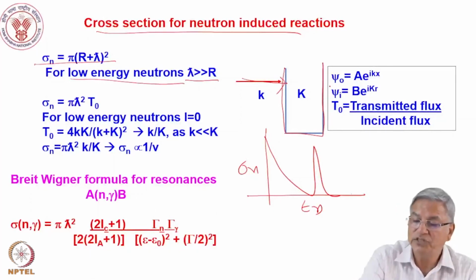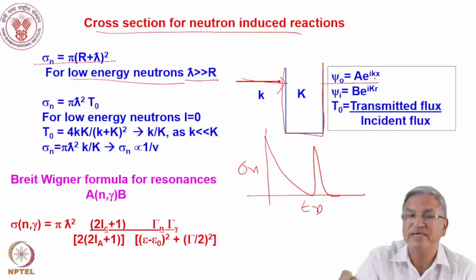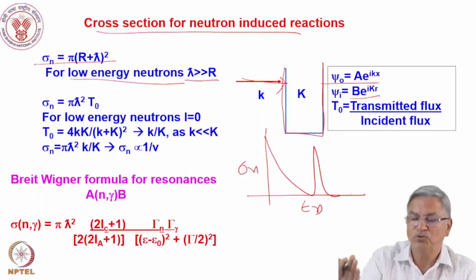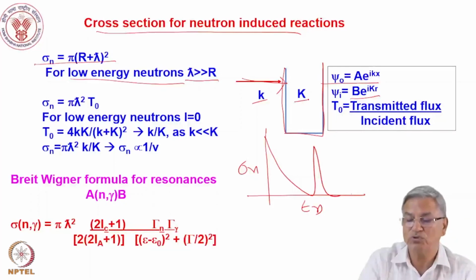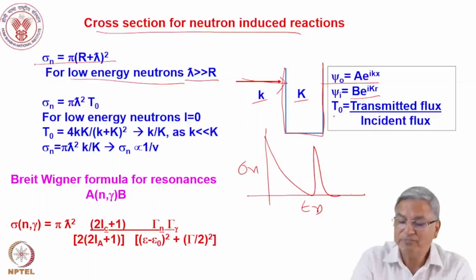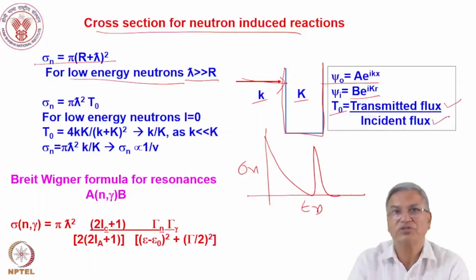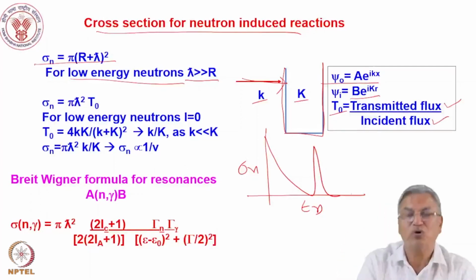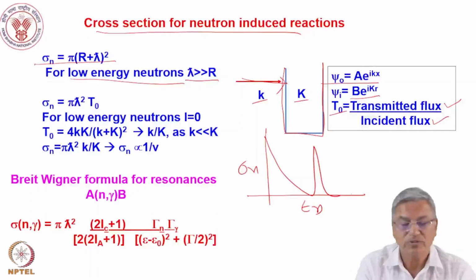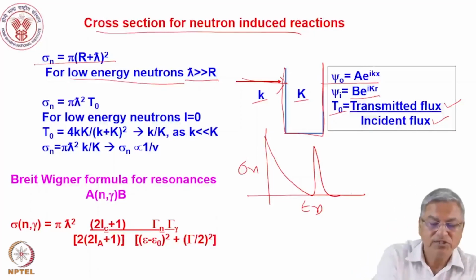Initially you have a plane wave e^(ikx), and once it is captured, the energy of the neutron is much higher. So inside the nucleus it is e^(iKx). So the wave number of the neutron is changing from small k to capital K as it is transmitted through the potential well, and the transmission coefficient is written as transmitted flux upon the incident flux.